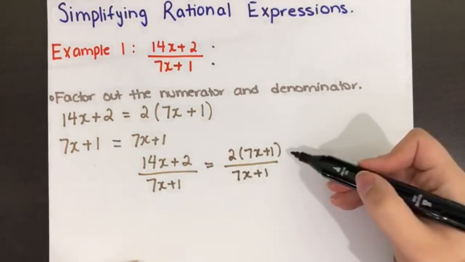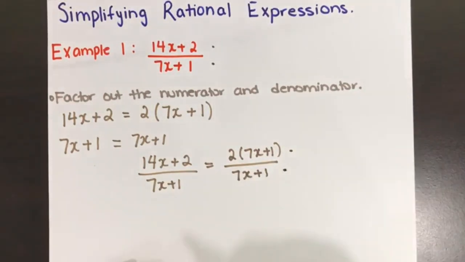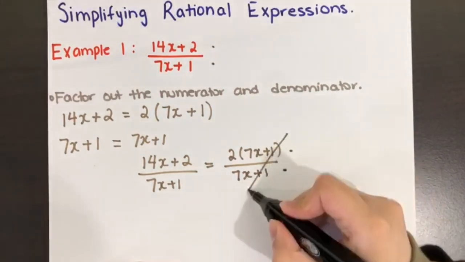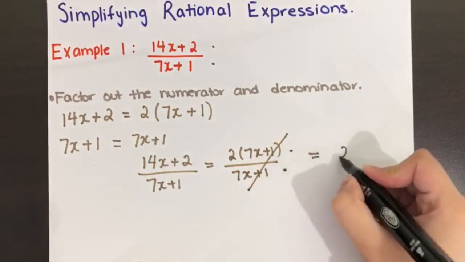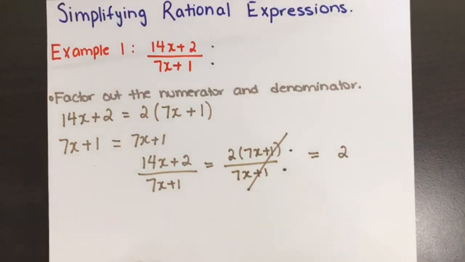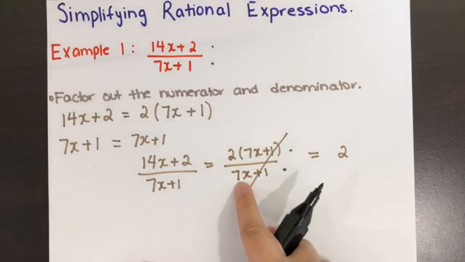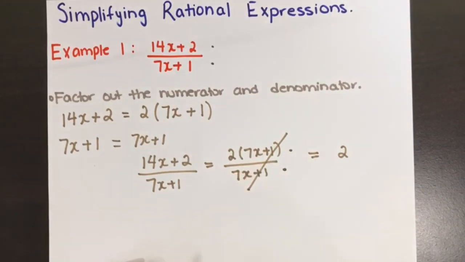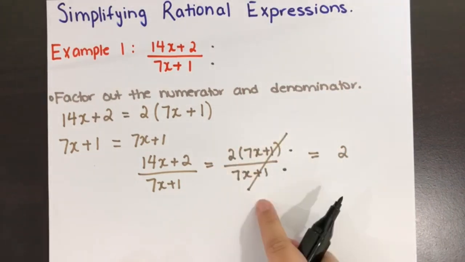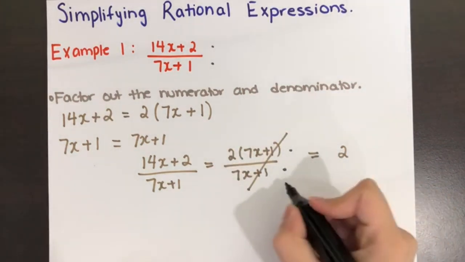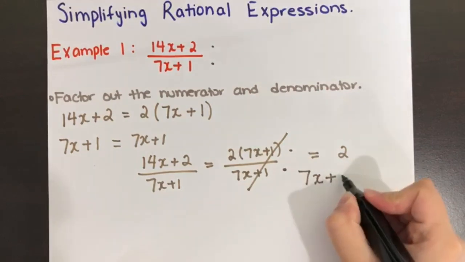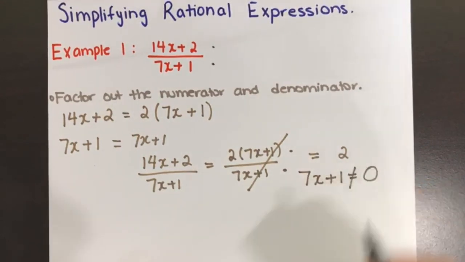Now we see our numerator and our denominator have a common factor, so we can cancel it out and we are left with 2. But wait, this isn't our final answer, because in the last video, as you remember, our denominator 7x plus 1 cannot be equal to 0, because if it was 0, then our whole expression would be undefined. So we have to make sure 7x plus 1 cannot be equal to 0.